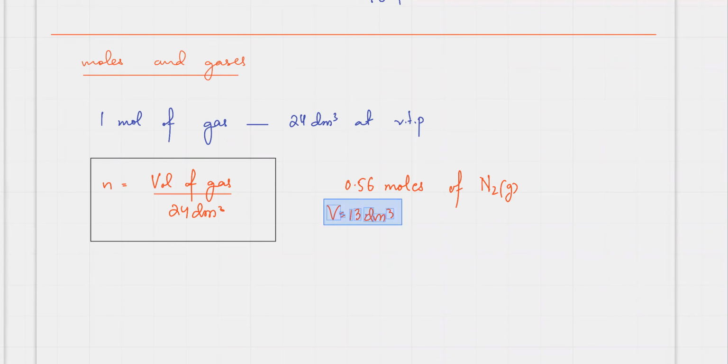So that's one. Let's do another one. Let's say I have 500 cm³ of a gas. And remember, the volume must be in dm³. So how many moles is this? 0.20. Can you confirm? 0.20.